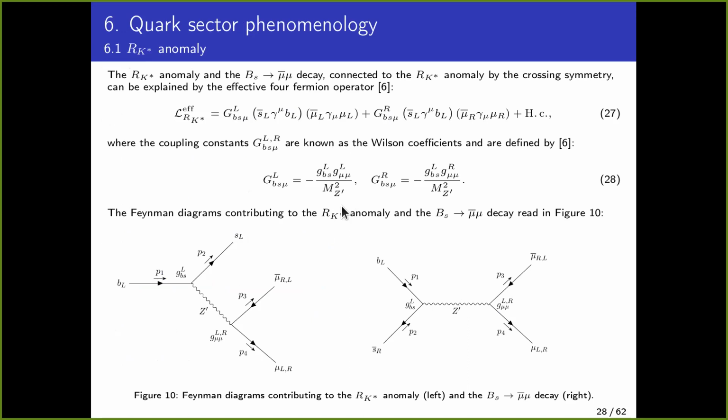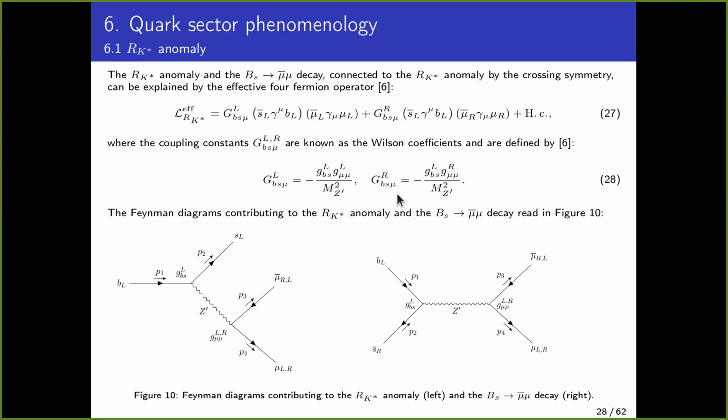So the first observable we will consider is the IK anomaly. The IK anomaly and the BS decay, which is connected to the IK anomaly by crossing symmetry, can be explained by the effective Ball fermion operator after integrating out the Z prime mass, as in the neutrino trident. This left-handed Wilson coefficient features these forms, and the right-handed Wilson coefficient features these forms. Here, what we need is the Z prime left-handed coupling to the PS quark pairs, because we already found these values from the lepton sector observables.